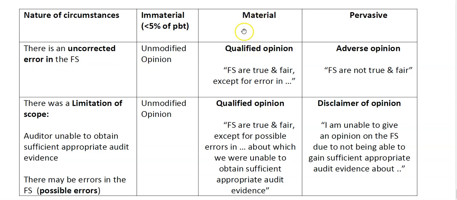For a material issue, what you're saying is the financial statements are true and fair. You can rely on them except for this part here. So what you say is the financial statements are true and fair except for the error in X. And the auditor will explain what the error is and how it impacted on the profit.